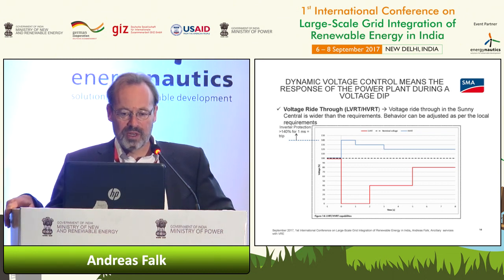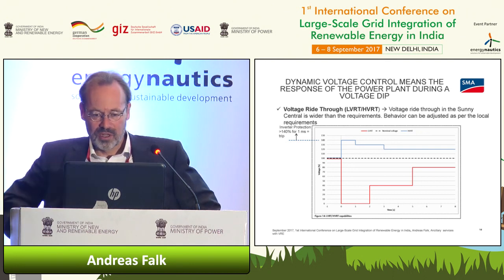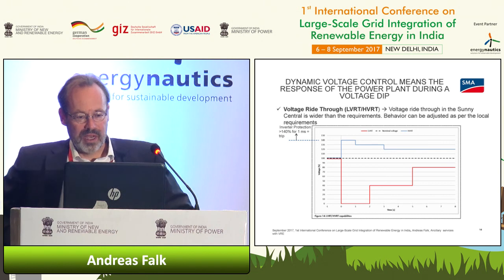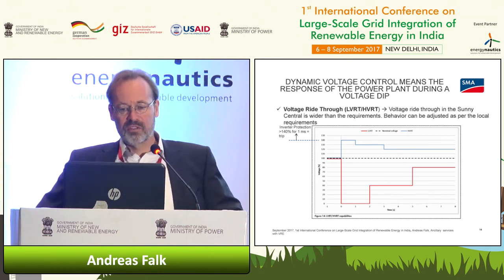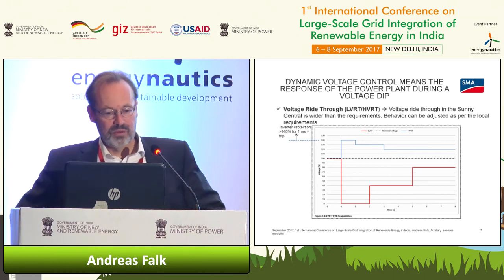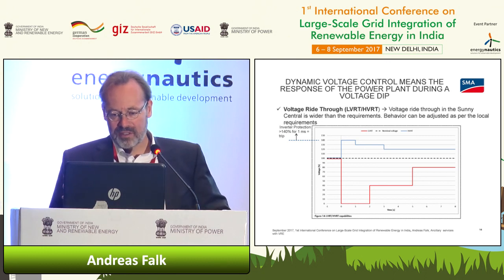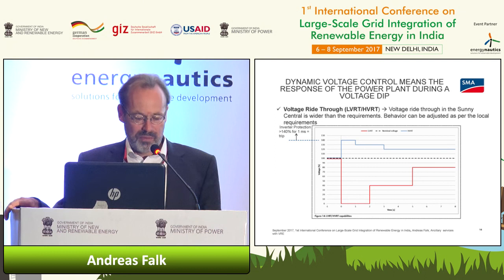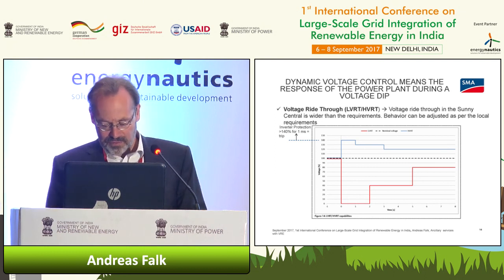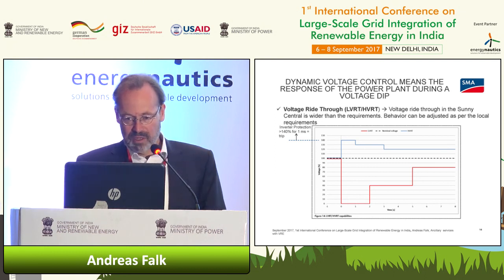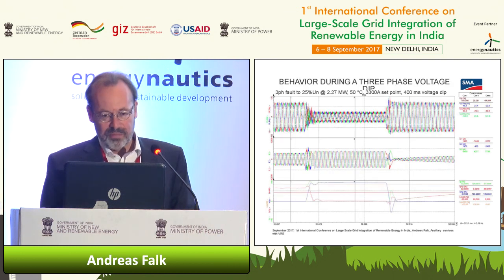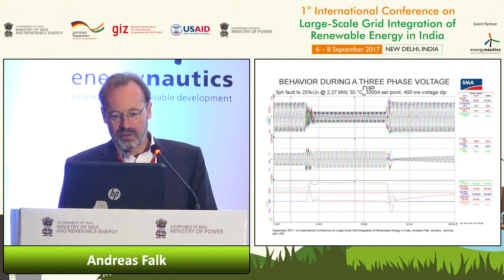In blue you have the provision zone for high voltage ride through, and in red the provision zone for low voltage ride through. And those zones are that large that normally all the requirements from different standards are fulfilled. Okay, here you see a voltage dip and reaction of the current.